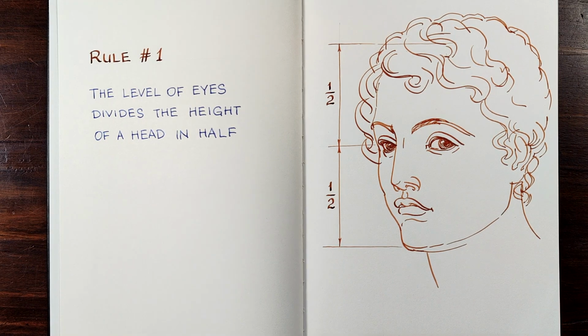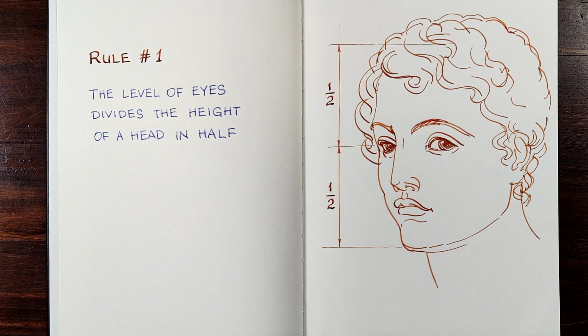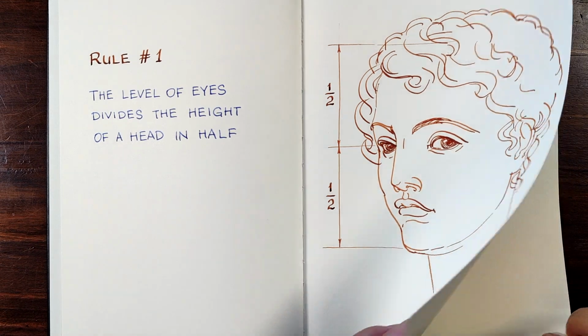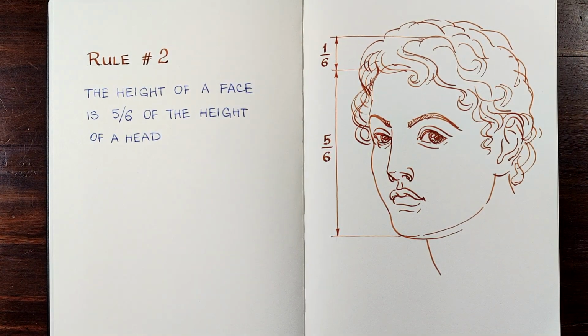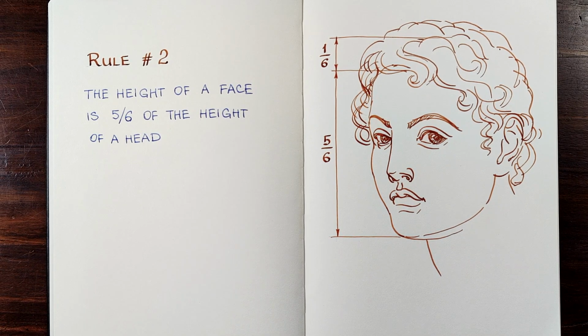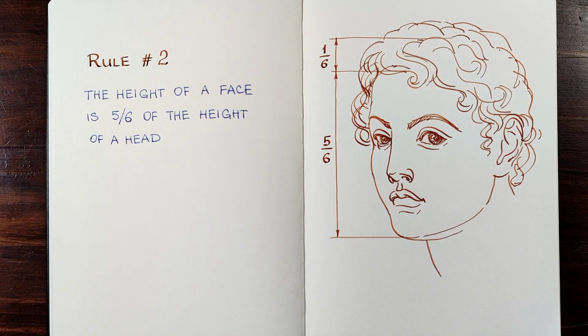Rule number 1. The level of eyes divides the height of a head in half. Rule number 2. The height of a face is 5/6 of the height of a head.